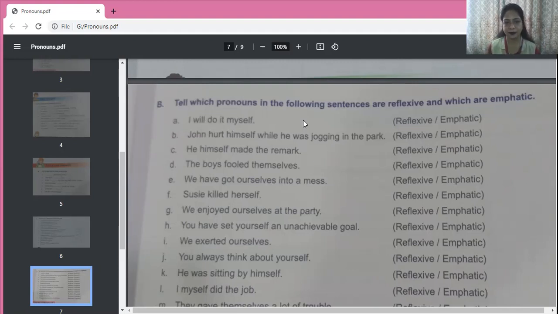This is reflexive. You always think about yourself. So you always think about whom? We don't know. So yourself is necessary. So reflexive again. He was sitting by himself. He was sitting. Now he was sitting, so definitely he was only sitting by himself. So himself is used for the sake of emphasis, emphatic. I myself did the job. I did the job, correct. I myself did the job, only used for the sake of emphasis. So emphatic. Okay.